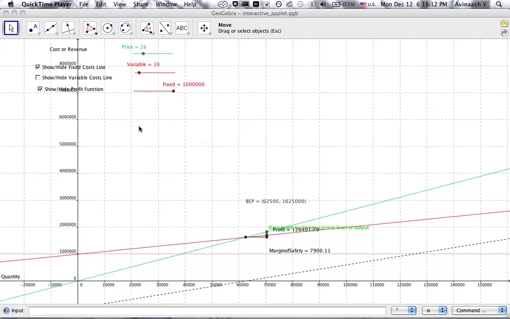So today I'm going to be talking about break-even analysis. First and foremost, we need to know what break-even is. A break-even exists when a business makes neither a profit nor a loss. That is, when total costs equal total revenue.